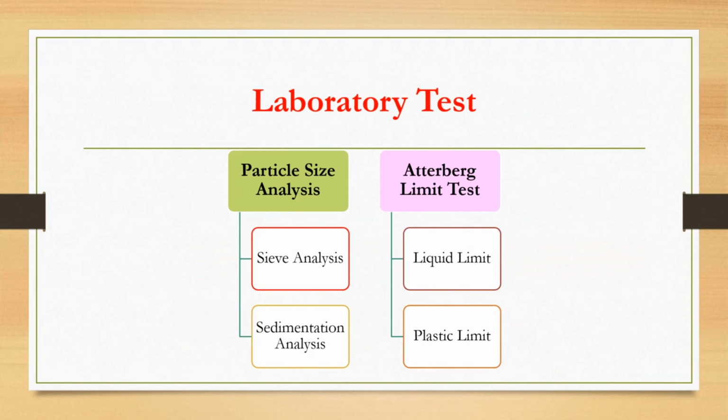Previously, we discussed some simple tests that can be carried out without using a proper apparatus, meaning simple testing without having a specific apparatus to classify the soil. But now we want to discuss two types of testing that need to be carried out in the laboratory for soil classification purposes. We group them into two: one is particle size analysis, and the other is Atterberg limit test.